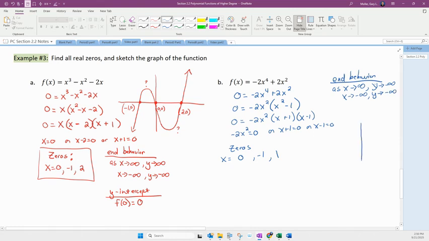And so I go put it all on a graph. And I've got 1, I've got 0, I've got negative 1, and I go to graph it. I'm going down on both sides, right? So I'm going to be down, I come up, I come down, I go up.